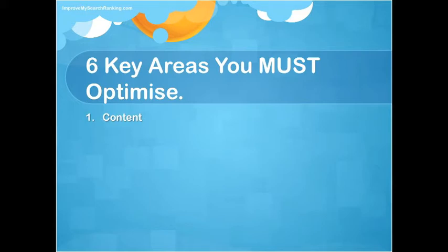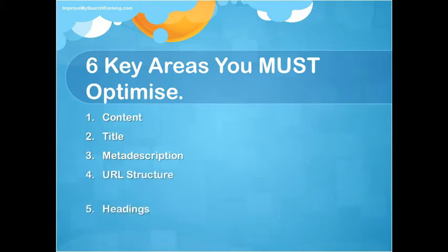Okay, so here are the 6 points we're going to run through real quick today. Content, title, meta description, URL structure, headings, and images. Okay, so let's go to point 1, content.